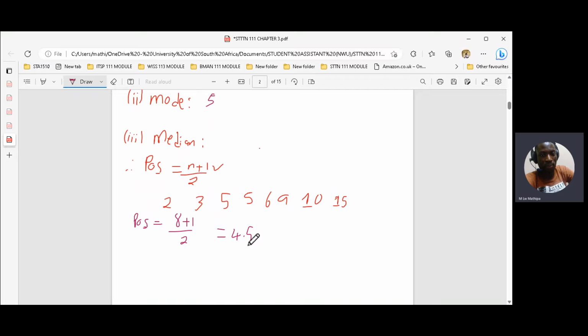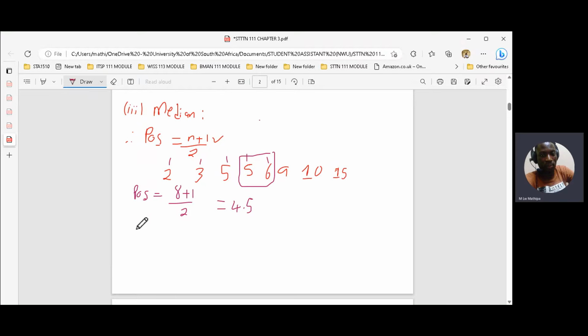Since it's 4.5, it means that the position of the median is between position 4 and position 5. We count: position 1, position 2, position 3, position 4, and position 5. Since it's 4.5, we are going to take the values at positions 4 and 5. Therefore, the median is equal to what?